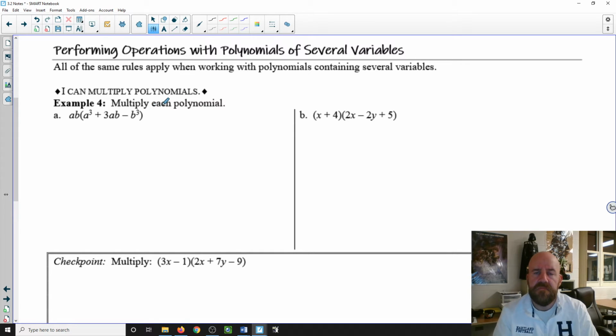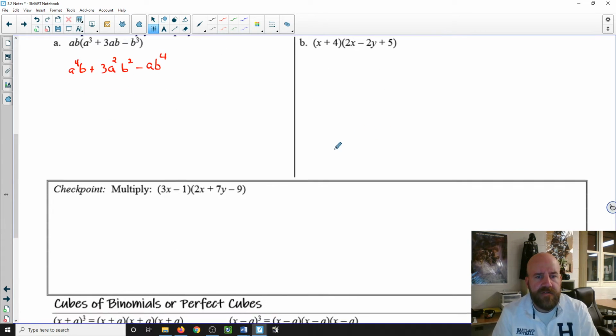So we're just doing the same thing but with multiple variables here. So AB, we have to multiply into everything. So AB times A cubed would be A to the 4th B. AB times 3AB is 3A squared, because we're doing A times A, and then B times B, so B squared. And then AB times B cubed would be A B to the 4th. So that's how you handle multiple variables. Alright, go ahead and try the checkpoint.